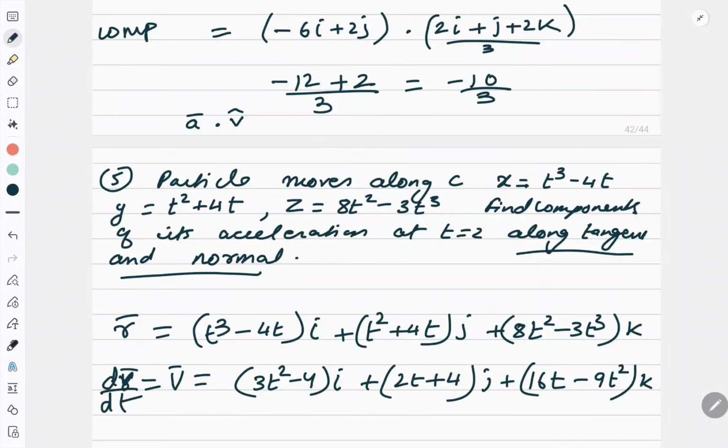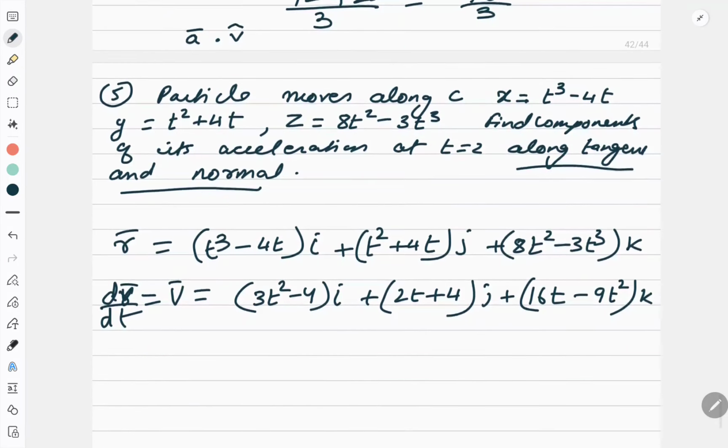Correct? And then this velocity I need at t is equal to 2. So t square is 4, 2 square is 4, 4 3s are 12, 12 minus 4 is 8. So 8i plus 2 2s are 4, 4 plus 4, 8j plus here 16 2s are 32 and 9 4s are 36. 32 minus 36 is 4. So this will become minus 4k.